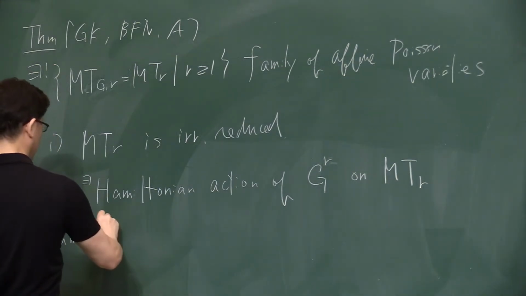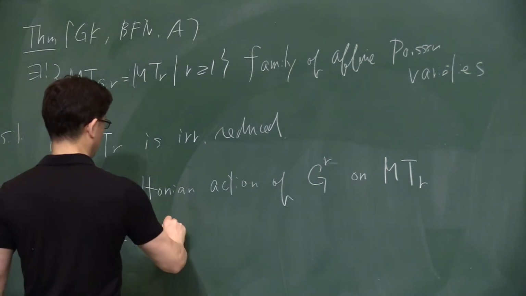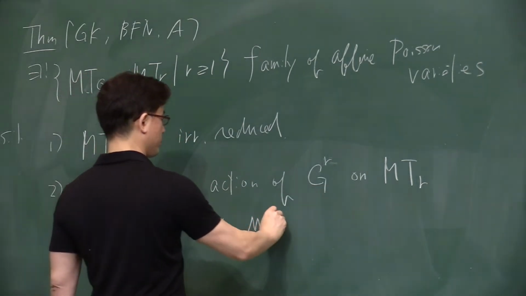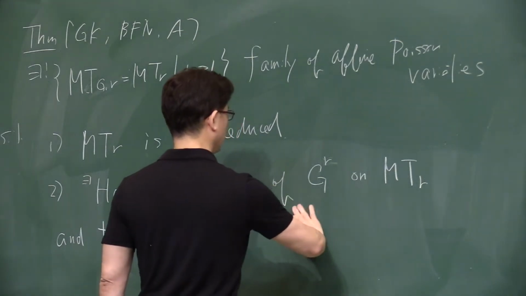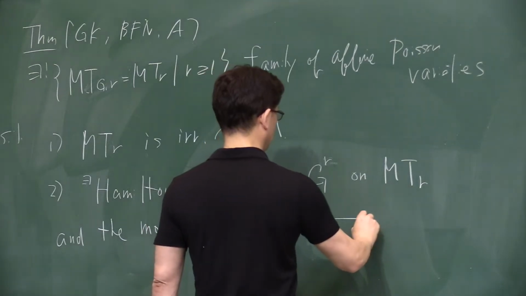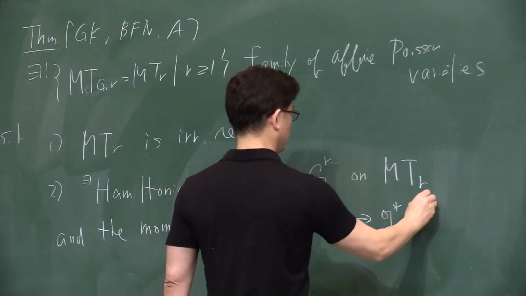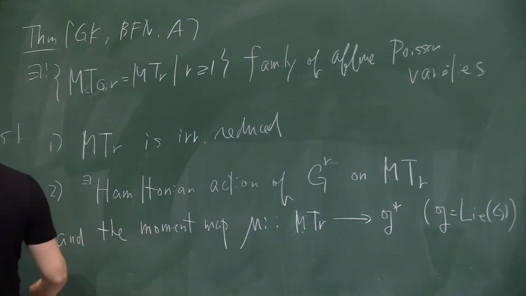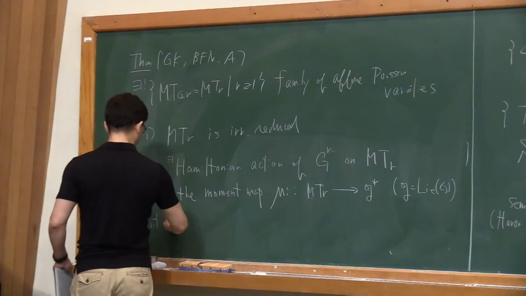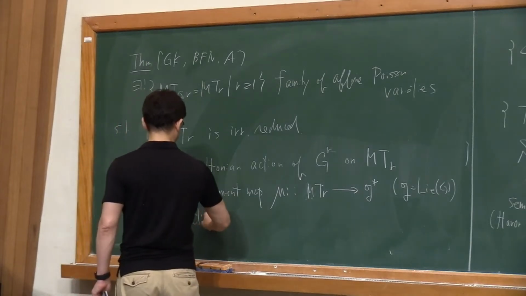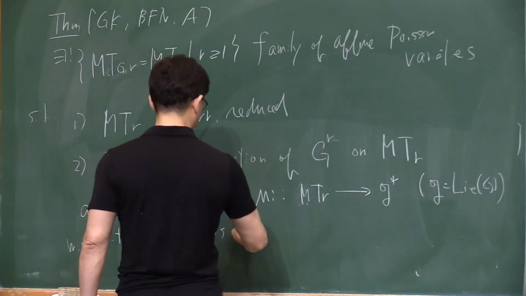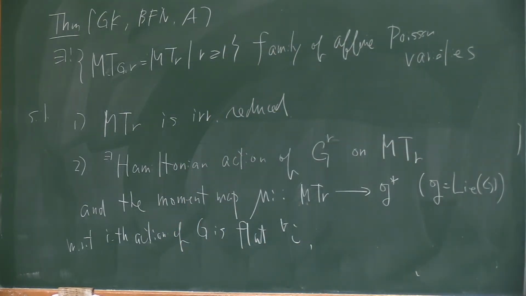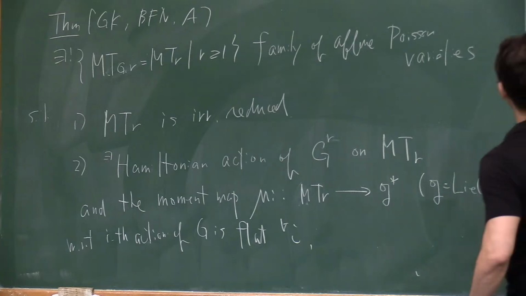So we have the moment map for each action of a copy of G, where g is of course the Lie algebra, with respect to the i-th action of G, and it is flat for any i. And there are some initial conditions.